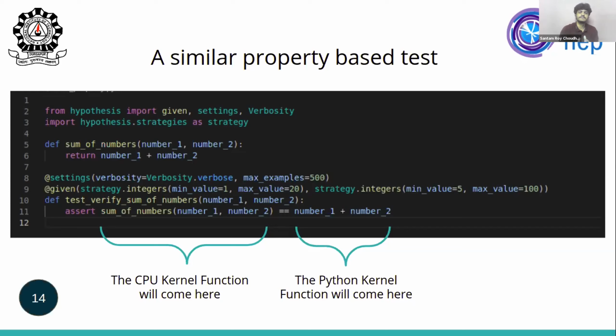So the plan is that we are going to have a CPU kernel function and pass in these generated input values, and then we're going to assert that the result given by the CPU kernel is the same as the one that we are getting from the Python kernel. In that way, we are going to know that the Python kernel and the CPU kernel are both working fine. If one gives an error for one input, then the other has to give the same error for the same input.